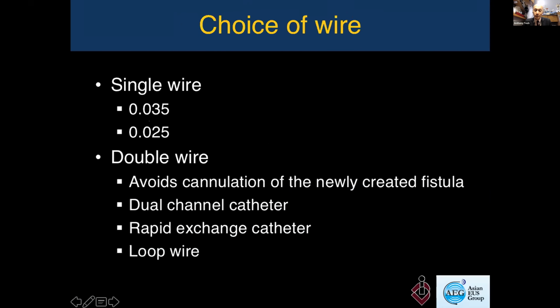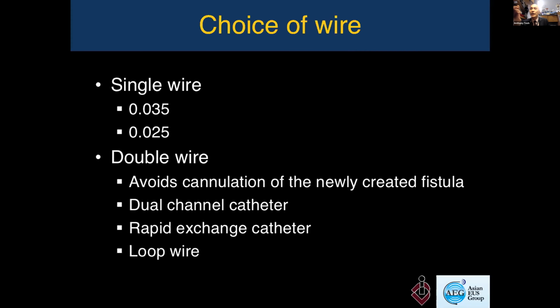In terms of wire, we can have the choice of 035 or 025. I think for PFCs, both are okay. If you plan to place a plastic stent, generally we will place 2. Then you will need to use a double wire technique. So after puncturing the needle, you need to insert a wire, pull out the needle, insert a cystotome to dilate the tract, followed by a balloon to further dilate up to 4 millimeters. Or if you plan to insert 2 stents, up to 8 to 10 millimeters.